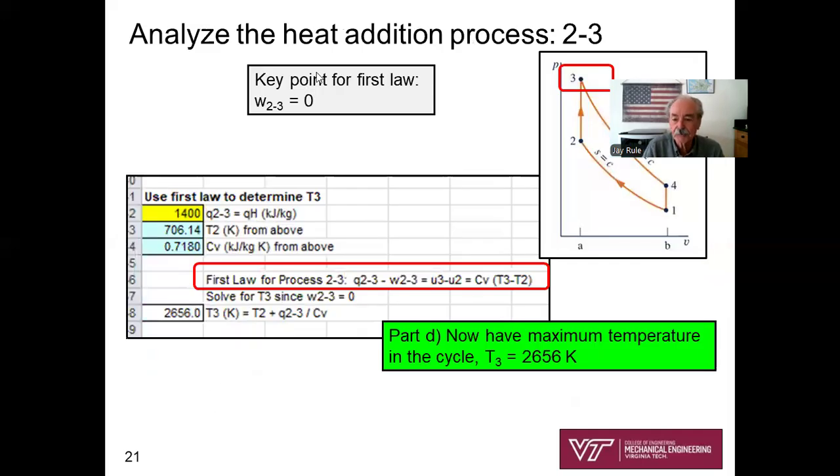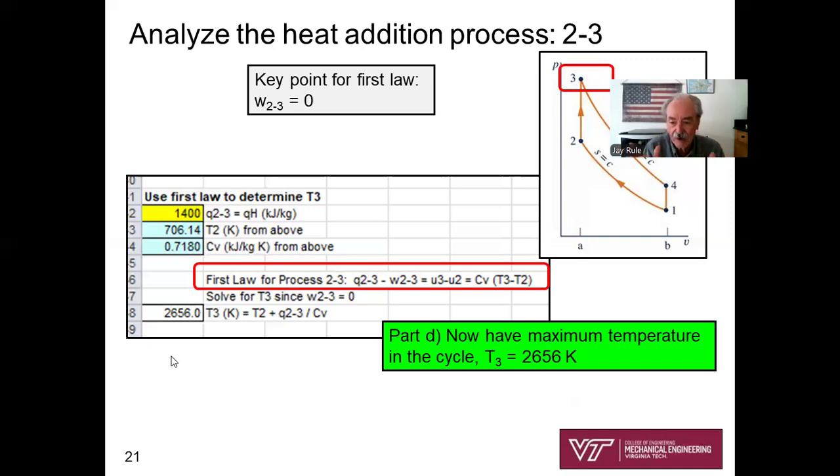Next thing is we're going to write the first law for process 2 to 3 because we need to determine T3. That's what we're looking for. That's going to be part D. So part D, let's say first law. We know Q in, we know T2, we know C sub V. And so here in my solution, the first law for the process 2 to 3, Q from 2 to 3 minus the work from 2 to 3, that's 0, equals U3 minus U2. Well, that's just for constant specific heat. That's simply CV times T3 minus T2. Well, plug and chug again. Wow. Immediately solve. T3 is 2656 degrees K. So now we got part D.